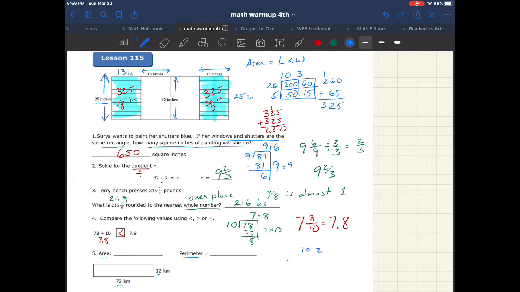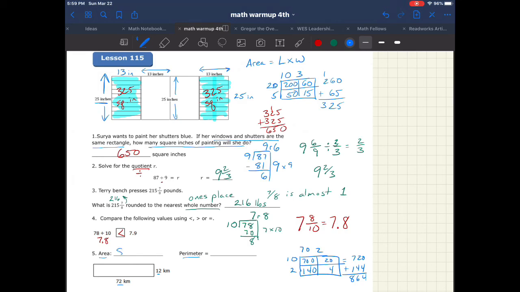72 times 12. 10 times 7 is 700. 10 times 2 is 20. 70 times 2 is 140, and 2 times 2 is 4. Let's see, that row adds up to 720. This one adds up to 144. Add it all up, and I've got 864.